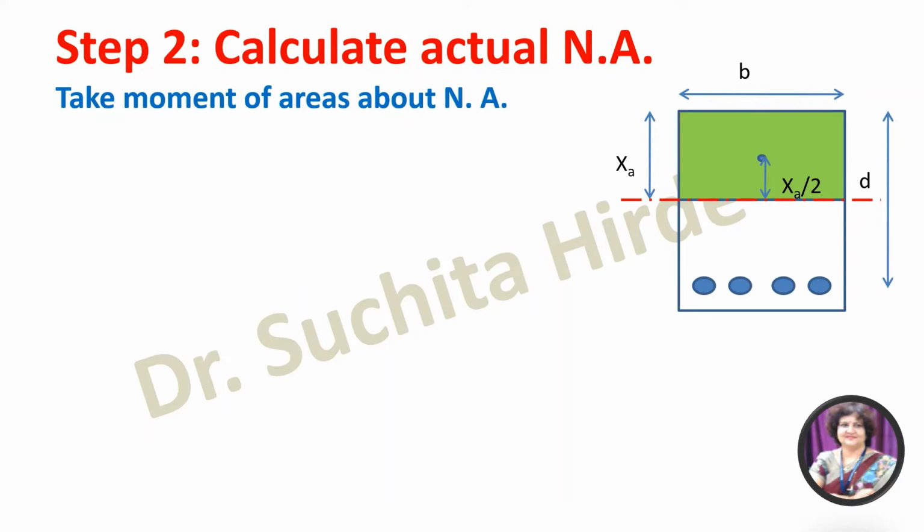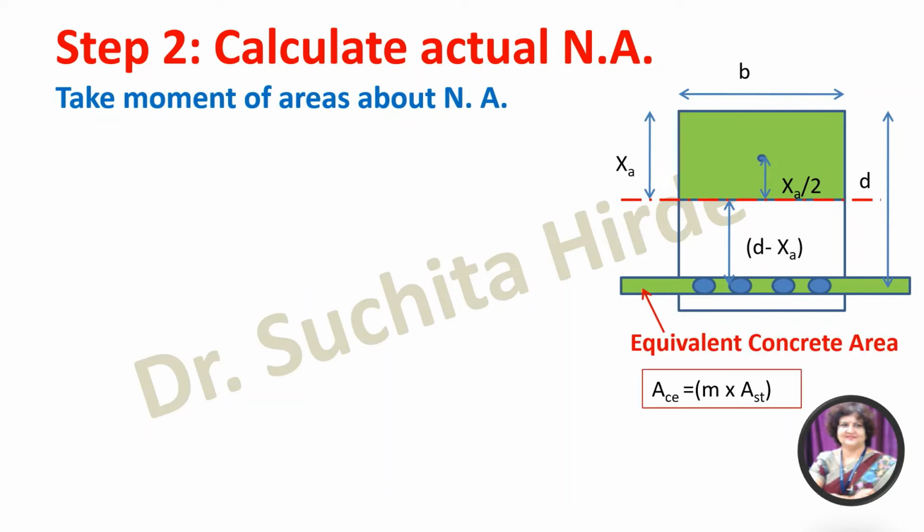Now this steel area we have to convert into equivalent concrete area. So what is equivalent concrete area and how is it calculated? It is converted to concrete, which is equal to M into AST. If AST is the area of bars, then equivalent concrete area we get by multiplying it by M. So we have to take moment of this top area about neutral axis and this bottom area about neutral axis. Now what is moment? Moment means this area multiplied by distance from the CG.